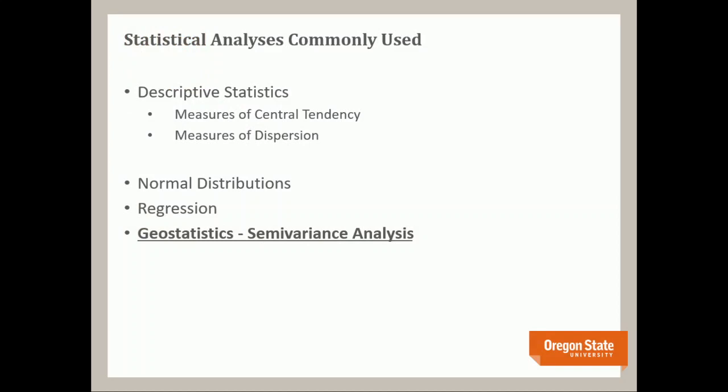So statistical analyses commonly used are descriptive statistics, which include measures of central tendency and measures of dispersion, normal distribution, regression, and geostatistics or semi-variance analysis, which is used when we are going to interpolate maps in GIS and remote sensing.